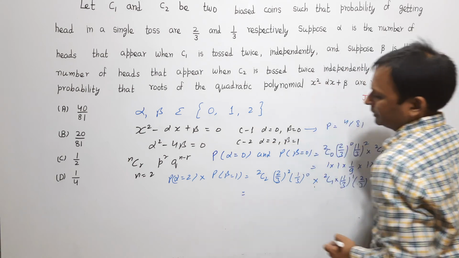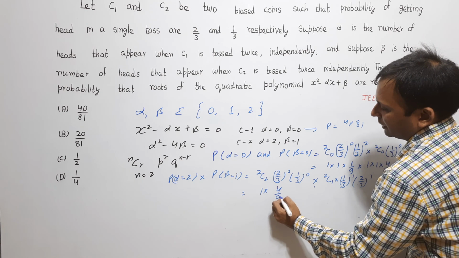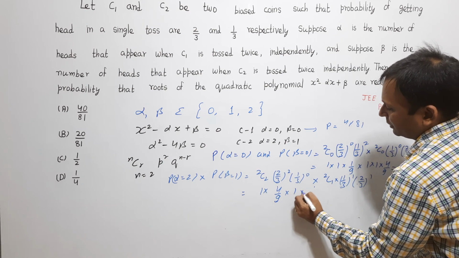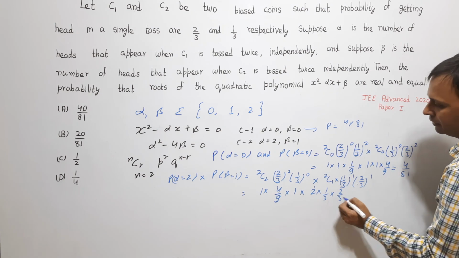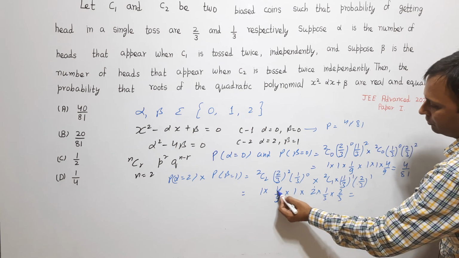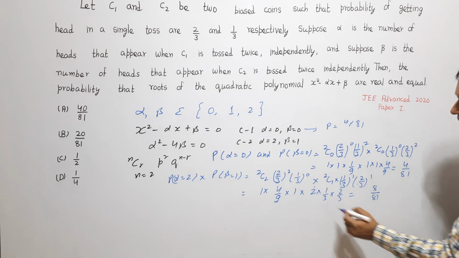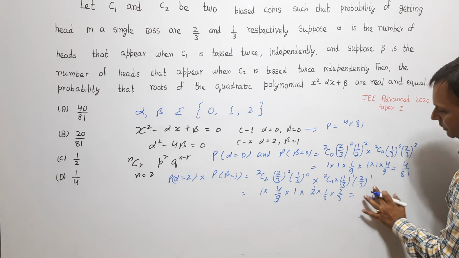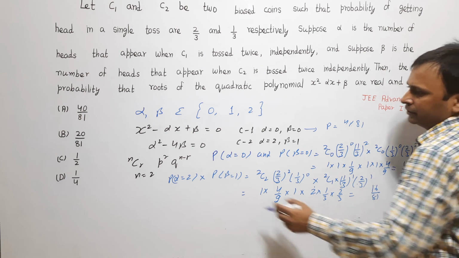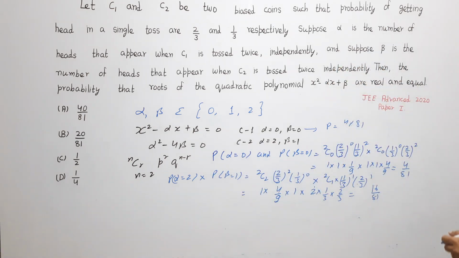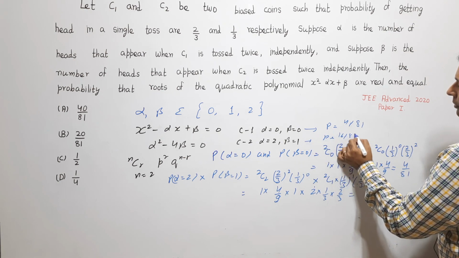So the answer we get here is 2c2, which is 1, multiplied by 2 by 3 squared, which is 4 by 9, multiplied by 1 by 3 raised to the power 0, which is 1. 2c1 is equal to 2, and 1 by 3 into 2 by 3. So what I get here is 4 multiplied by 2, which is 8, divided by 9 into 9, which is 81. No, this is 8 into 2, which is 16, by 81. This will give us 16 by 81. 16 by 81 is for the second case.